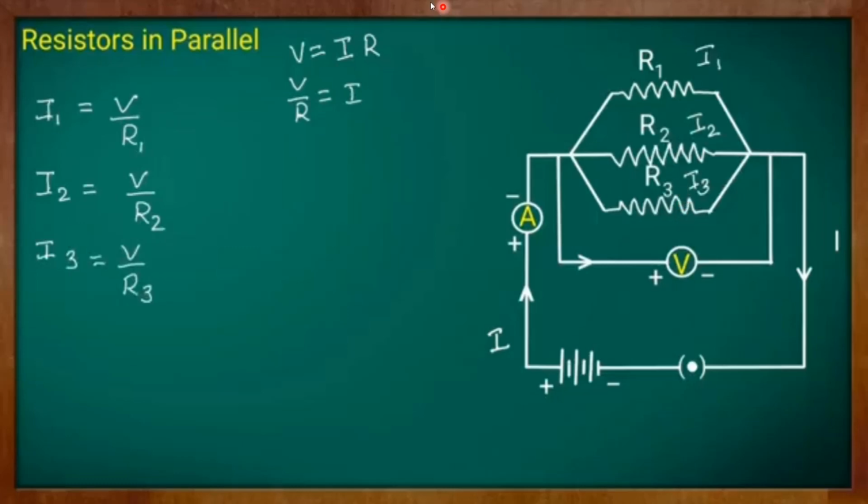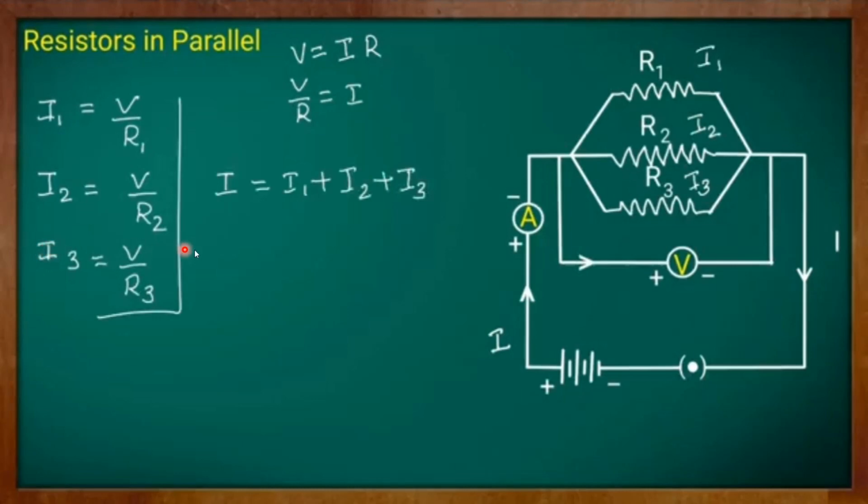Understood? Now I need to find out the total current that is passing through the circuit. How to find the total current, children? Just add these three currents, that is I1 plus I2 plus I3. So the total current flowing through the circuit, I, is equal to I1 plus I2 plus I3. What is this I equal to? It is nothing but V divided by R, where V is the total voltage and R is the total resistance. Similarly, I1 is V divided by R1, I2 is V divided by R2, and I3 is V divided by R3.